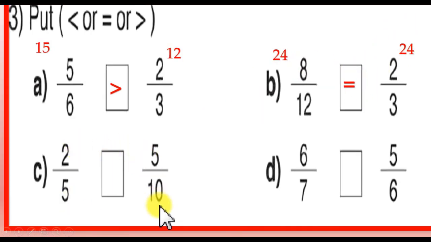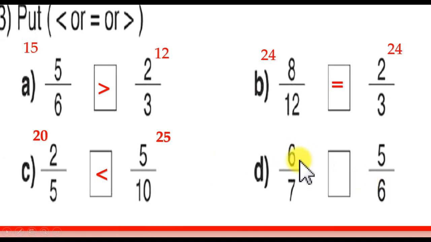2 over 5, 5 over 10. Multiply the first numerator by the second denominator. 2 times 10 equals 20. Write 20 here. Then multiply the second numerator by the first denominator. 5 times 5 equals 25. Write 25 here. 20 is less than 25.